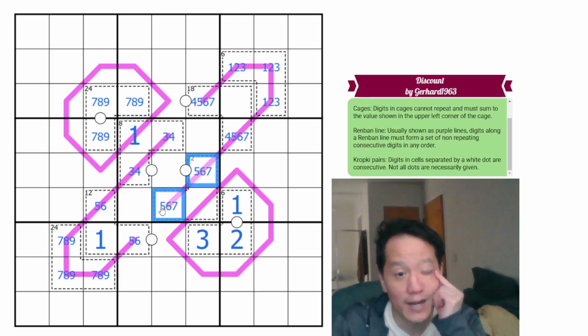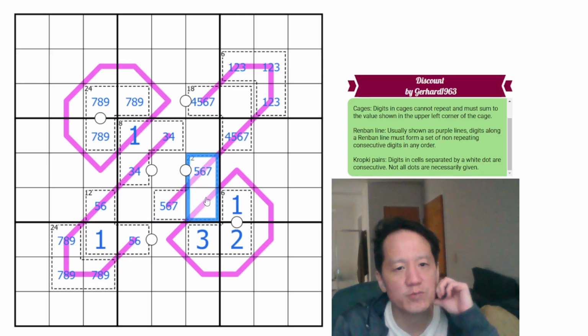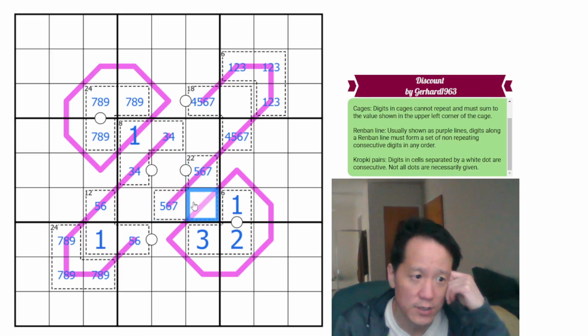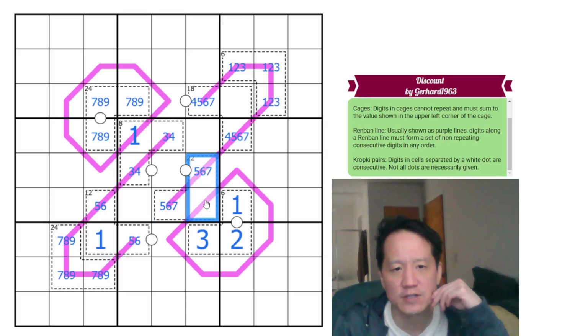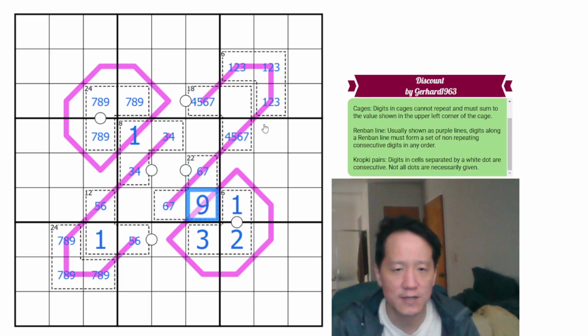Actually, what is the maximum value here? The maximum value here can be 6 and 7. Well, that adds up to 13. And the cage total adds up to 22. So 22 minus 13 as a maximum, and then you take the maximum digit this could be, and that would be 9. And that all adds up to 22. So the maximum possible cell for these cells have to add up to the cage. So it has to be the maximum number. So this has to be 6 and 7, and this must be 9.